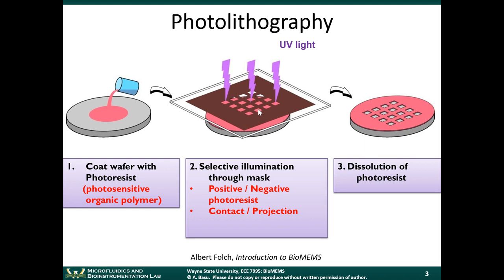Okay, this is not a microfluidic channel, of course. It's just a feature, just to illustrate the idea of photolithography. The main concept here is that light goes through the transparent regions, but it doesn't go through the opaque regions. The parts where the light goes through, the light hits the photoresist, and that changes the properties of the photoresist.